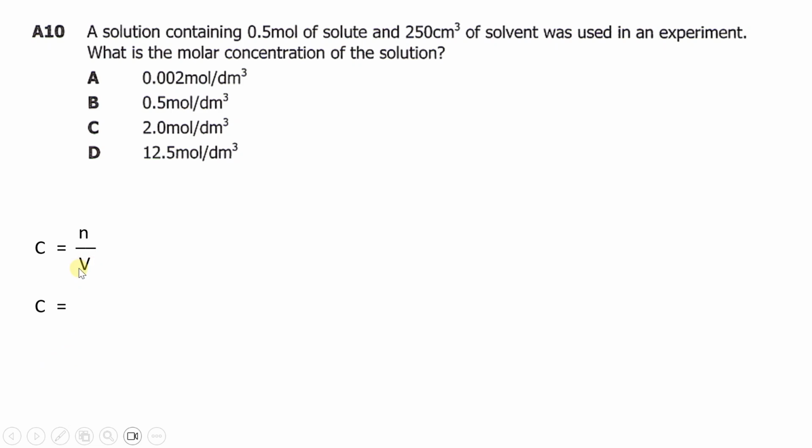So concentration is equal to number of moles, 0.5, divided by volume, and we have been given 250 cubic centimeters. However, this is in cubic centimeters. We change it to decimeter by dividing this by 1000 so that it becomes 0.25. Then you divide 0.5 by 0.25, you get 2 mol per cubic decimeter. So meaning that our correct answer will be C here.